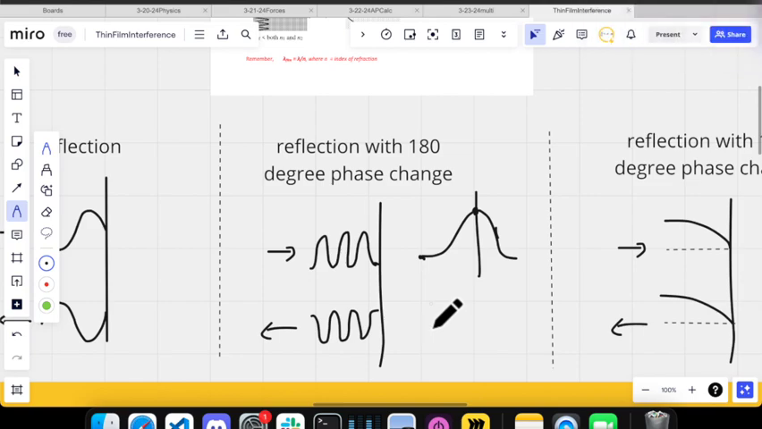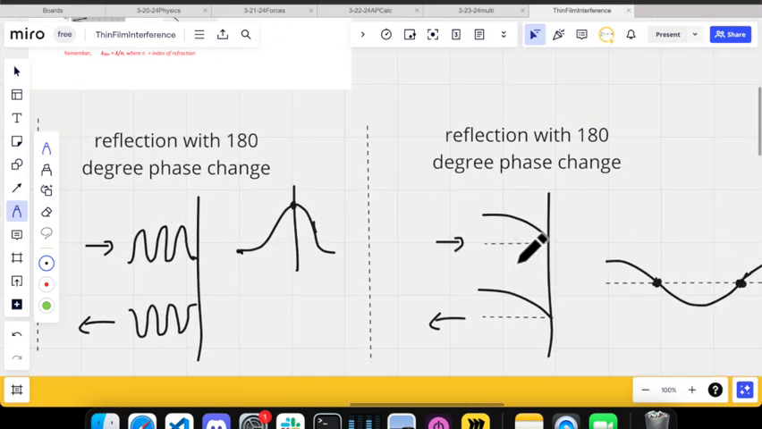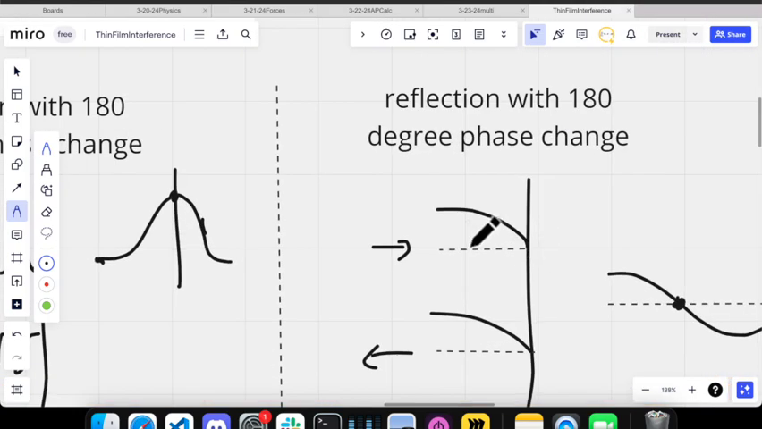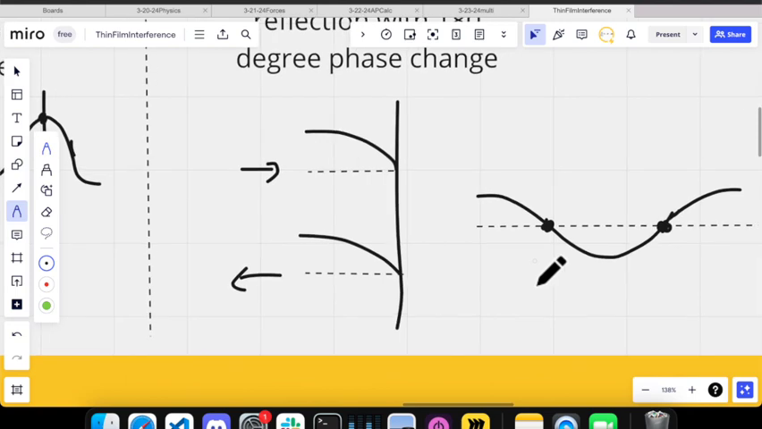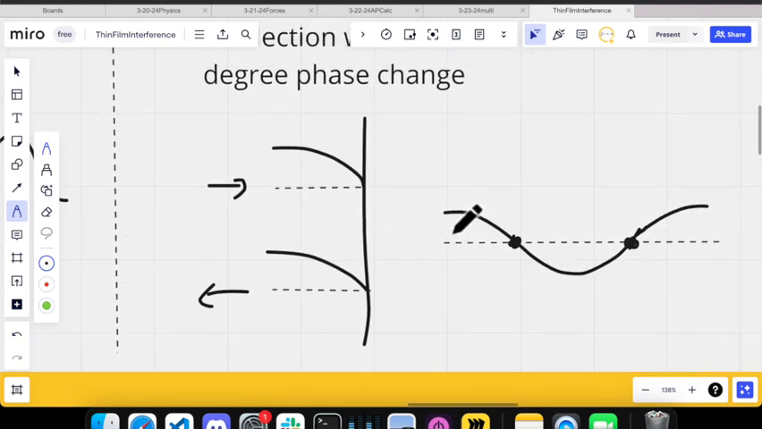Another example of this. Let's say the wave coming in hits at the point in between a crest and a trough. If we imagine this wave continuing 180 degrees later, or half a wavelength later, it is at the other midpoint between the crest and the trough. So if this is half a wavelength, then this is half a wavelength.